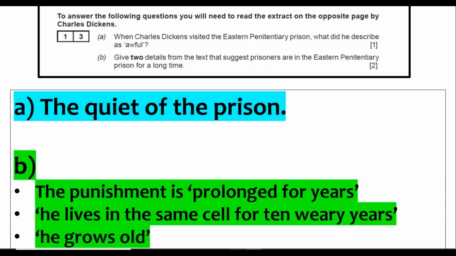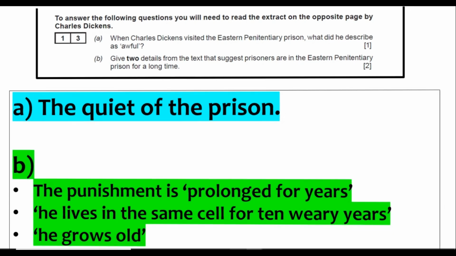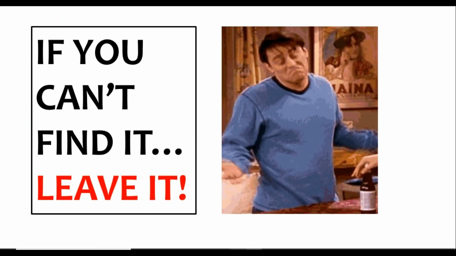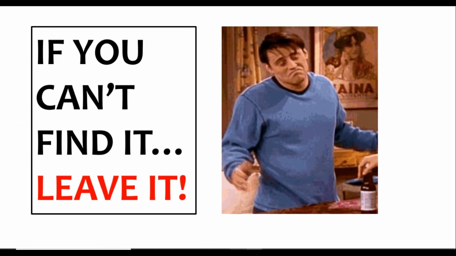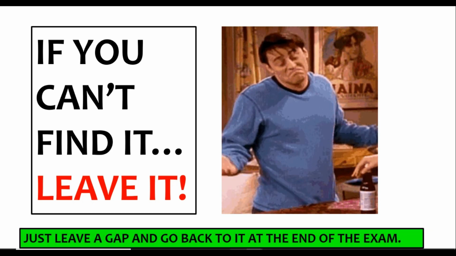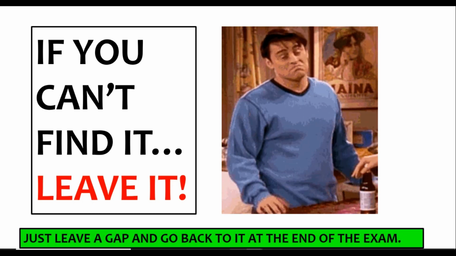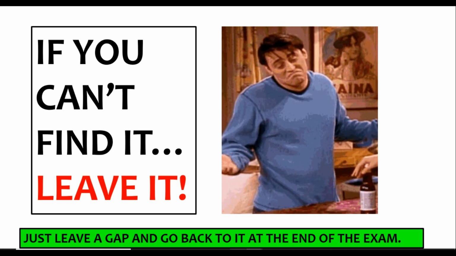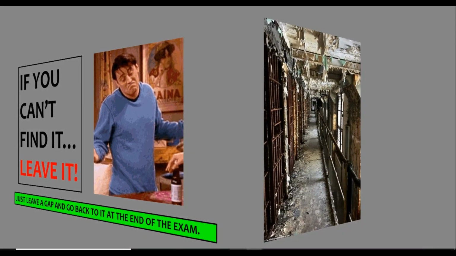You can write them down like this, pretty simply. Again, write a whole sentence, don't just put one word. So for example, for A, don't just put quiet, because you won't get a mark. Again, if you can't find it, you leave it. You don't spend 5 minutes looking for 1 mark. You just go back to it at the end of the exam. So if you can't find A, leave a line gap for A and go back to it at the end.